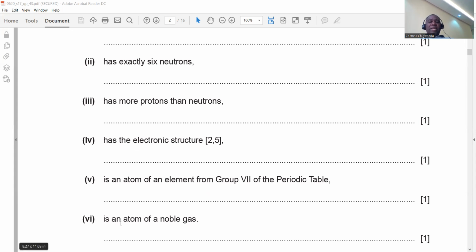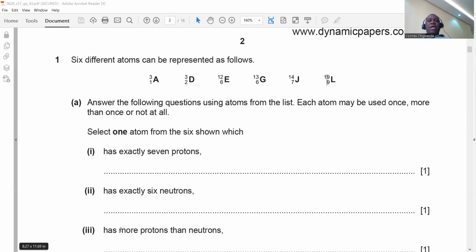Okay, and then they say is a noble gas. Okay, noble gas refers to an atom whose outermost shell is full. Okay, if you look at A, the outermost shell is not full at all. Okay, we only have 1 electron.